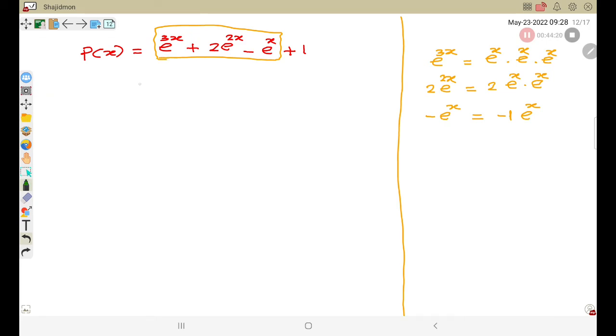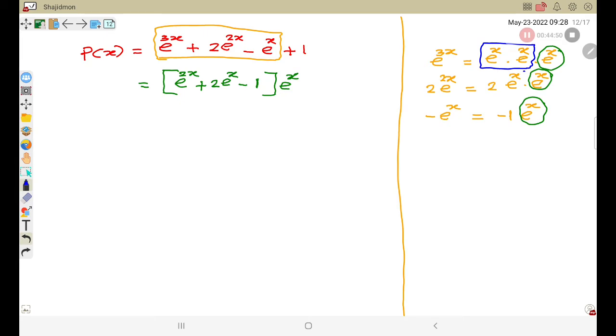What is the common term there? e power x. Correct? So e power x I am taking outside, because here e power x is there, here e power x is there, here e power x is there. So what will be balance? e power x multiply e power x means e power 2x, plus 2 multiply e power x, correct? Last term minus 1. Don't forget that minus 1. Here e power 2x is balance, here 2e power x is balance, here minus 1 is balance. Now plus 1 separately we have, write same.